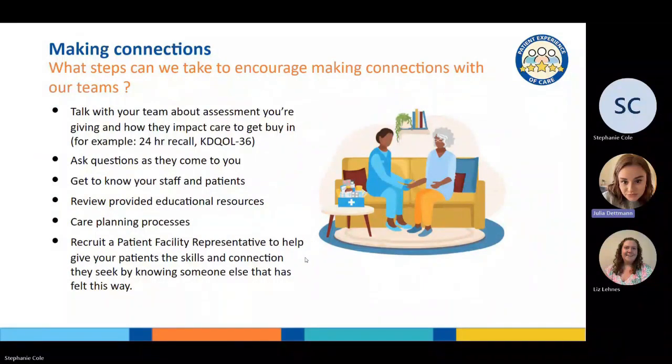So, what steps can we take to encourage making connections with our teams? Some things that we can do are talk with our team about assessments you're giving and how they impact the care we can get by, for example, the 24-hour recall, KDQOL-36. Ask questions as they come to you. Get to know your staff and patients. Review provided educational resources, care planning process, and recruiting a patient facility representative to help give your patients the skills and connection they seek by knowing someone else that has felt the same way that they do.